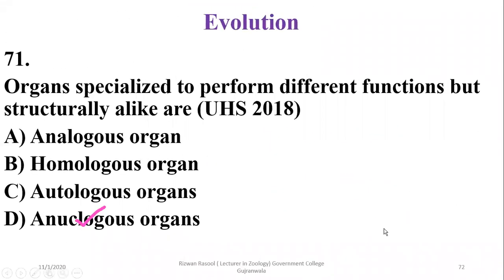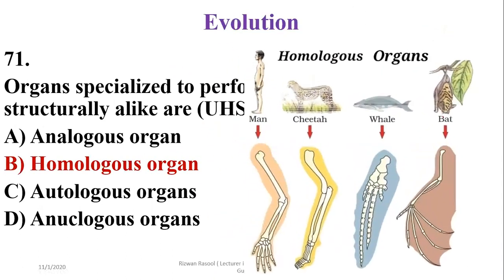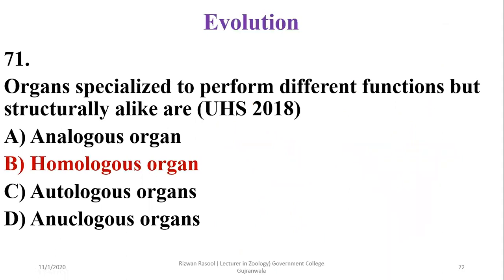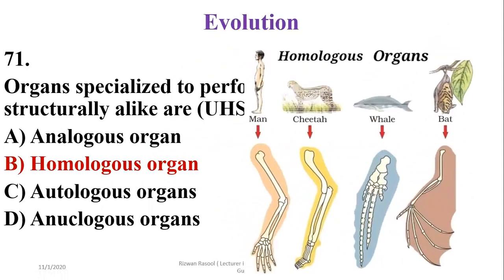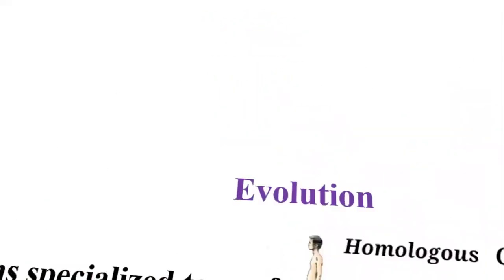Number 71, organs specialized to perform different functions but structurally alike. They are known as homologous organs, which have different functions but their structure and origin are the same, as the forelimb has been shown in this picture belonging to cheetah, man, whale, or bat. There are different functions, but the basic arrangement of bone is the same. In bat, it is being used for flight, whale is using its flipper for swimming, cheetah for running, and man for grasping. So the right option is beta.